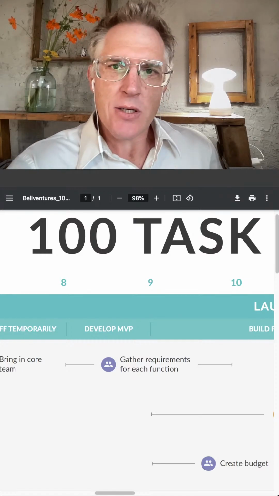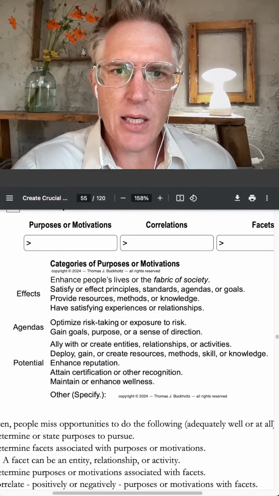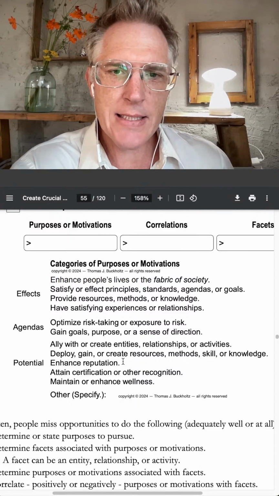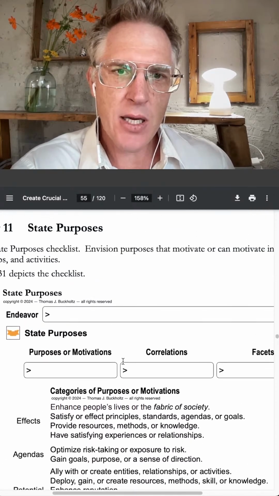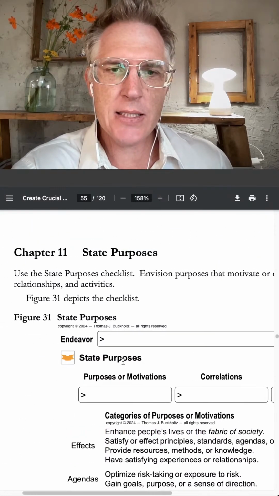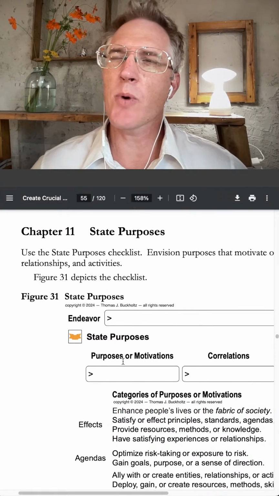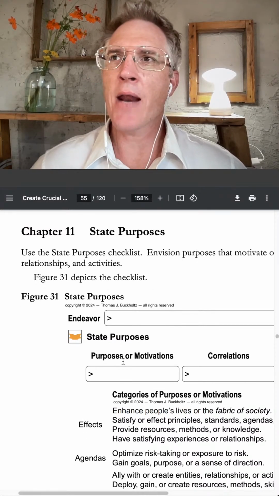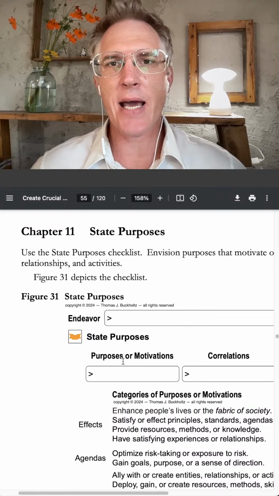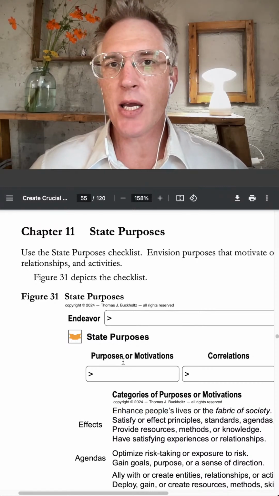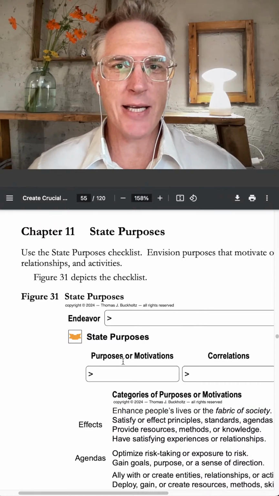No, actually, we're still talking about the book Crucial Insight, and we are specifically talking about the state purposes checklist. How did we get here? We came here because originally we were talking about motivation, and we were talking about personality types. Specifically, we were talking about the big 5 personality traits.